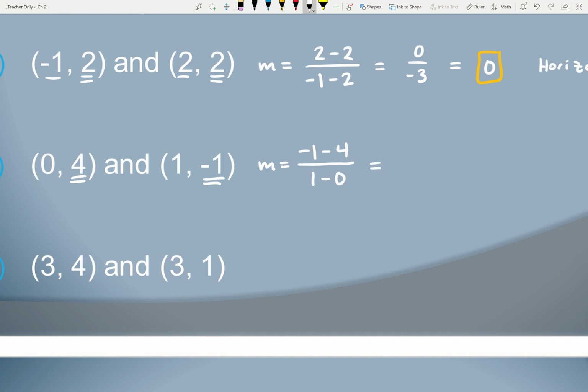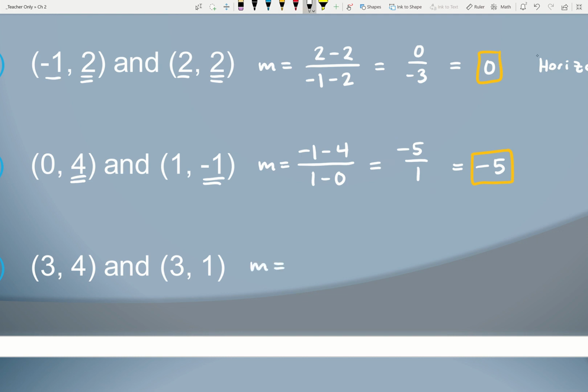So if I do -1 minus 4, I get -5. When I do 1 minus 0, I get 1. And -5 divided by +1, of course, is -5. And that is going to be my slope here. So sometimes your slope can turn out to be an integer instead of a nice fraction. But remember, if you wanted to interpret it as a rise over run, you could always rewrite it as a fraction by just simply saying -5 over 1.